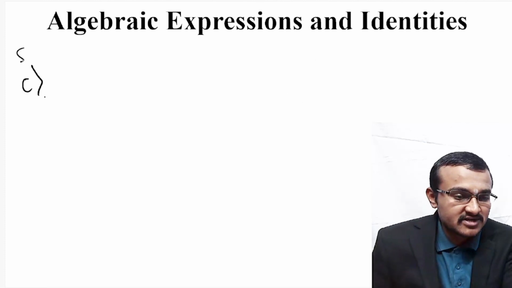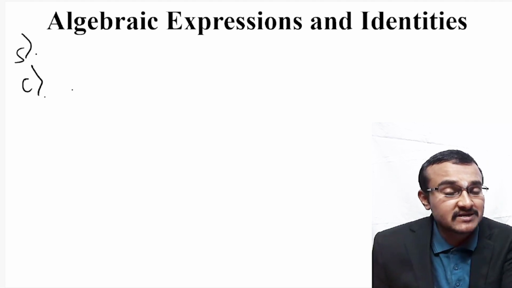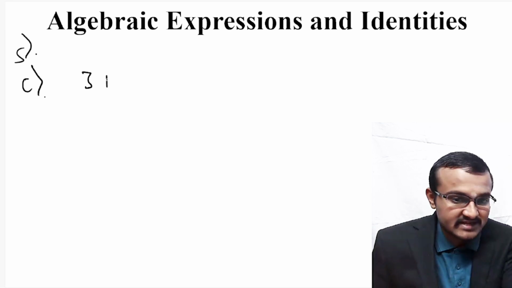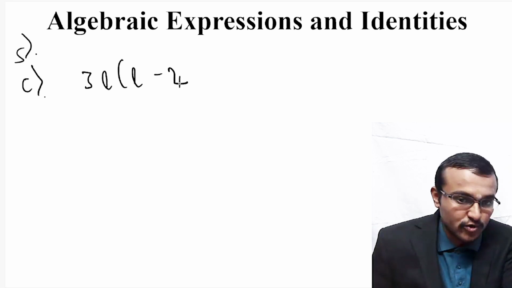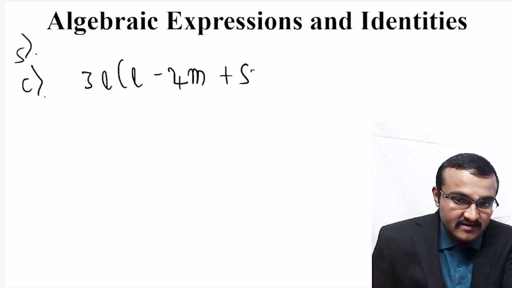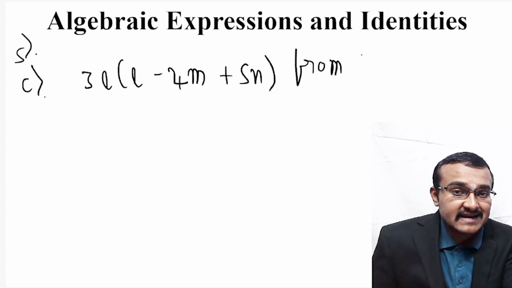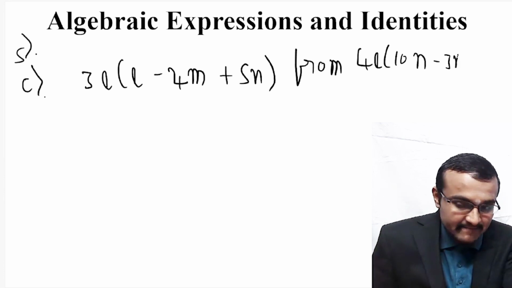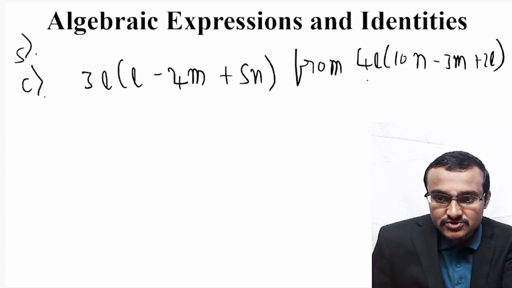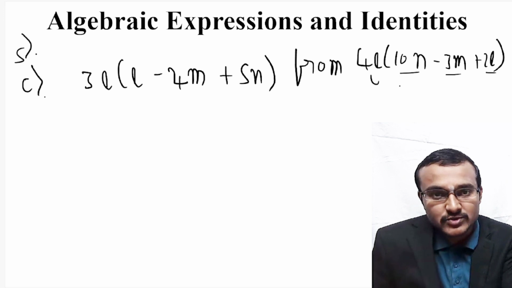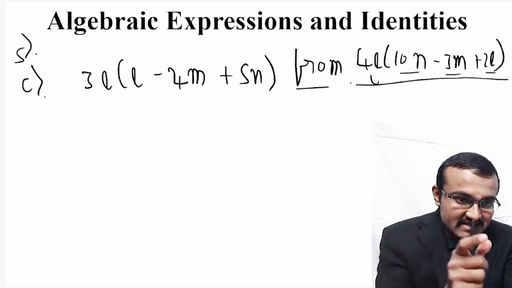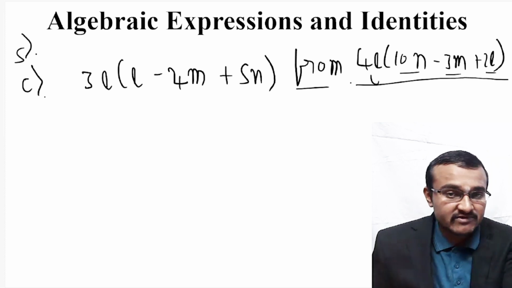Coming to the C question in this fifth question, they have given to subtract one algebraic expression from another algebraic expression. The first algebraic expression which they are giving is 3l into l minus 4m plus 5n, from the second algebraic expression, that is 4l into 10n minus 3m plus 2l. So this 4l you should multiply with this 10n minus 3m plus 2l. Always remember that the expression which is there after from, you should write first, then put minus and then take the first term which is there before from.